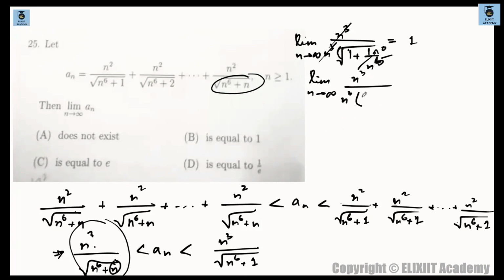And similarly, this will become n to the power of 6. So 1 plus square root of 1 plus 1 upon n to the power of 6. This will cancel out. And this will once again tend to 1 because this is tending to 0 as n tends to infinity. So both these limits will tend to 1. So by sandwich theorem, we can say that the limit is equal to 1. Option B must be correct.